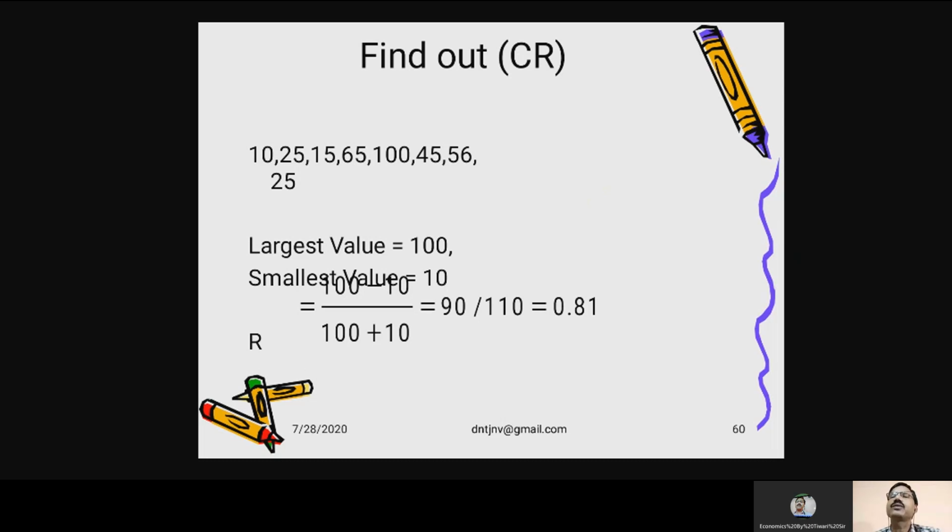Let us see how to find the coefficient of range in a given series. If data are given such as 10, 25, 15, 65, 100, 45, 56, and 25. First of all, you have to find the largest value in the given series, and that is 100. What about the smallest one? In the given series, it is 10. Now apply the formula L minus S upon L plus S. And what is the value of range? 100 minus 10, that is 90.